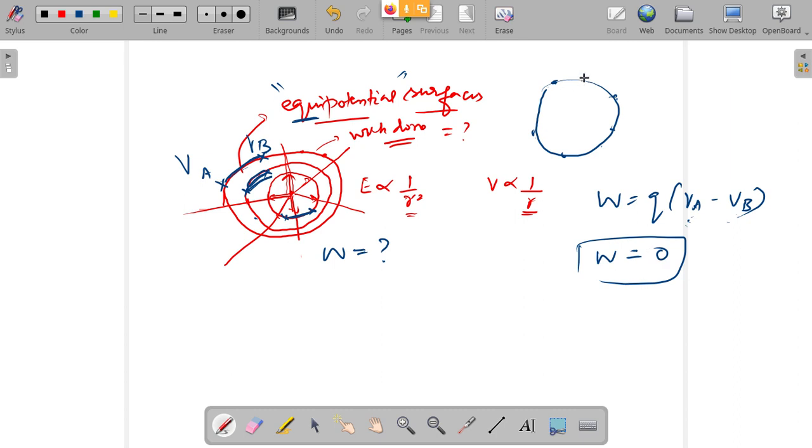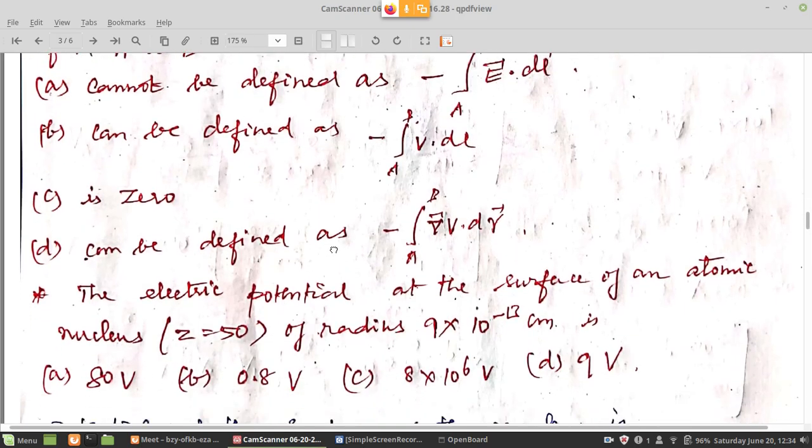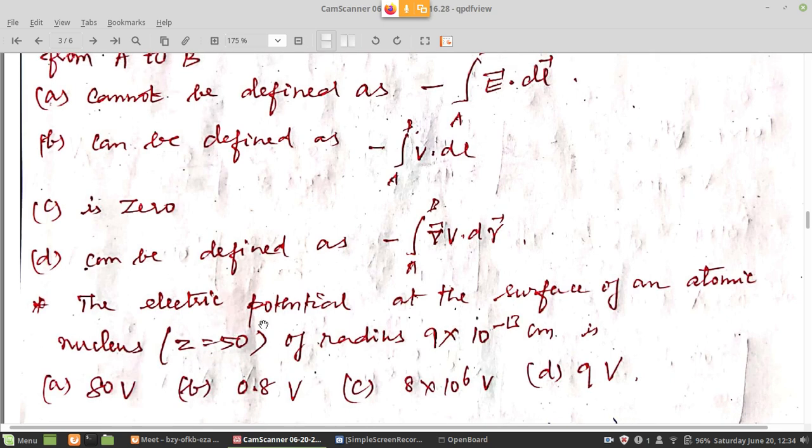Any 2 points you take on the surface, potential is the same. That is what equipotential surface is. So the choice here is therefore C. Very good. Right. Next question, the electric potential at the surface of an atomic nucleus.